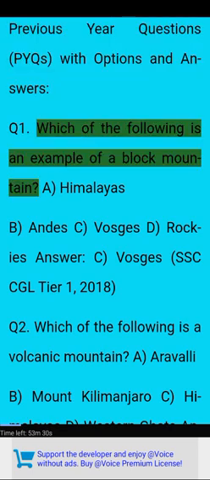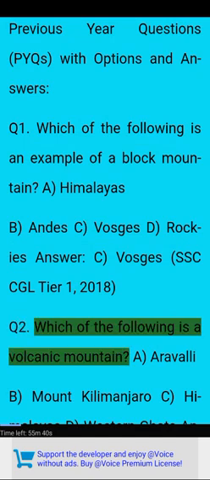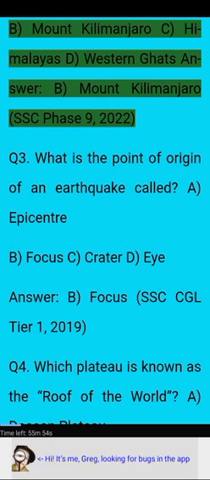Q1. Which of the following is an example of a block mountain? A. Himalayas. B. Andes. C. Vosges. D. Rockies. Answer. C. Vosges. SSC CGL Tier 1, 2018. Q2. Which of the following is a volcanic mountain? A. Aravalli. B. Mount Kilimanjaro. C. Himalayas. D. Western Ghats. Answer. B. Mount Kilimanjaro. SSC Phase 9, 2022.